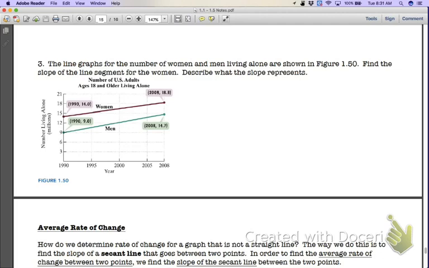So it says the line graphs for the number of women and men living alone are shown in the figure below. Find the slope of the line segment. Describe what the slope represents. So basically it's going to be one of three things. They're either going to be parallel, perpendicular, or neither. Okay? There's really only three options.